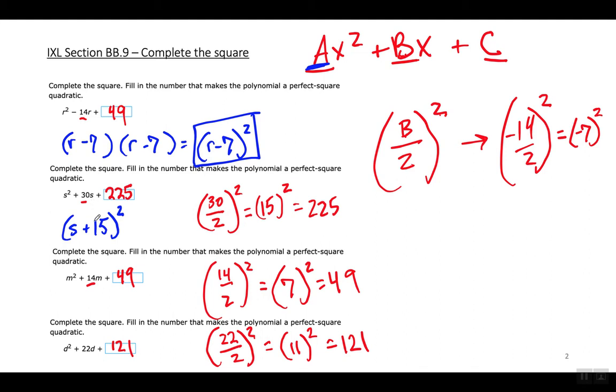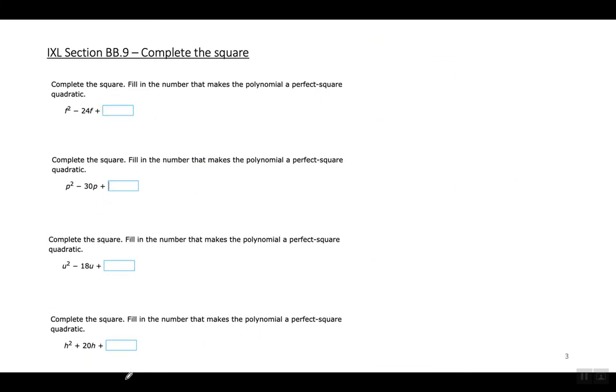And 15 plus 15 is 30. This one right here, if I factor it, I would end up getting m plus 7 to the second power, because 7 times 7 is 49, and 7 plus 7 is 14. This one down here would be m plus 11 to the second power, because 11 times 11 is 121, and 11 plus 11 is 22. All right, let's do some more examples. These examples are easy, just like the ones on the first page as well.